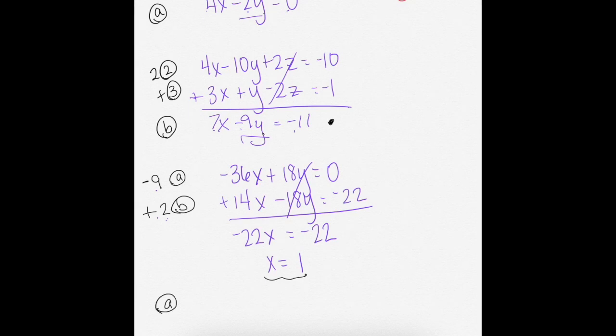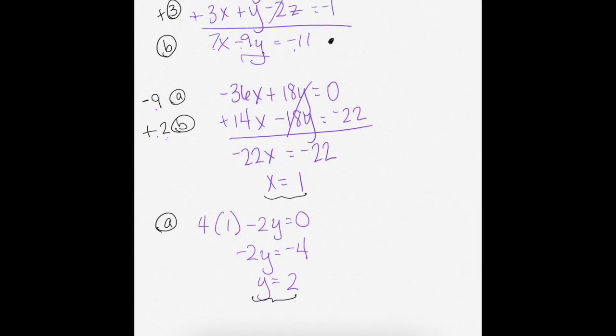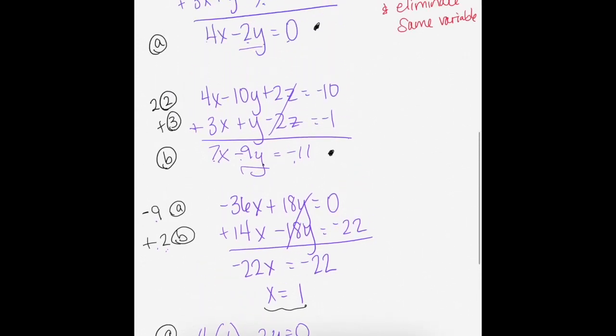So it does not matter. I'm going to go with A. I'll plug it into A. So I'll have 4 times my x, which is now determined to be 1, minus 2y equals 0, which gives me negative 2y is equal to negative 4, which means y must be 2. All right, I got 2 of my 3. Can you guess how to get z?